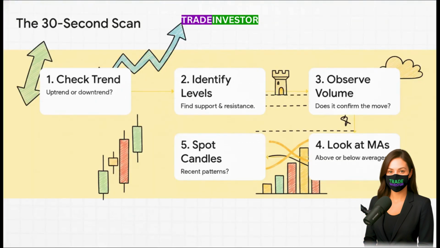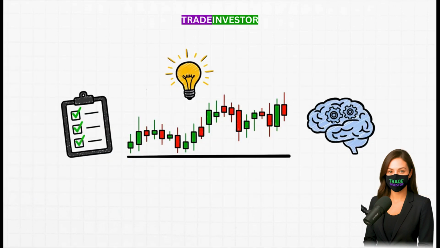This is it. This is the whole routine. You just ask yourself these 5 questions. 1, what's the trend? Is it going up, down, or sideways? 2, where are my floors and ceilings? 3, does the volume agree with what the price is doing? 4, where's the price in relation to those key moving averages? And 5, what are the last few candles telling me? Are they showing strength or weakness? And when you run through that quick mental checklist, bam, in 30 seconds, you have a really solid handle on the situation.